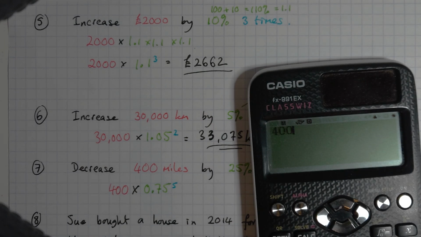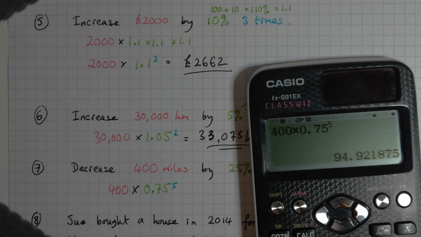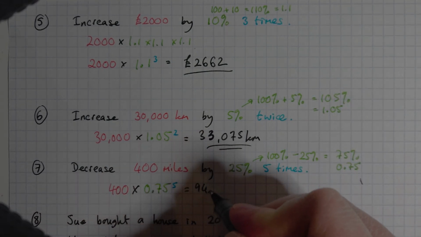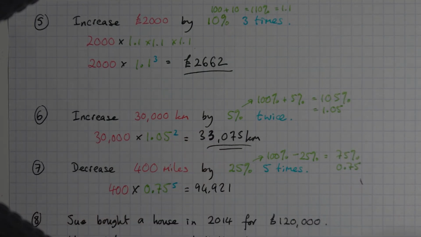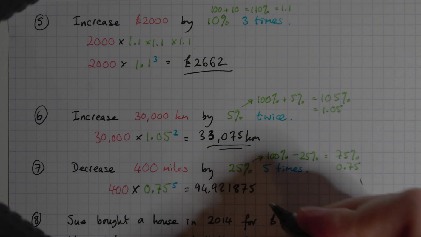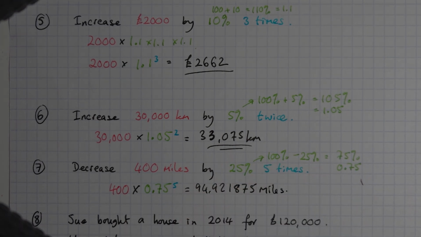So 400 multiplied by 0.75 power 5, and that's going to equal, there we go, 94.921875. That's the exact answer in miles, and your particular question might require some sort of sensible rounding. It depends what the question's actually asking for.